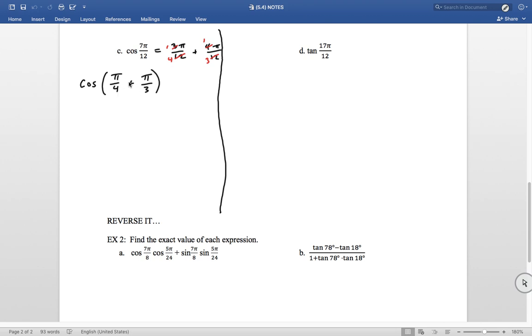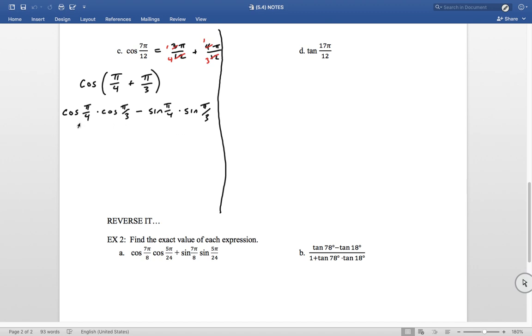And so now I have a sum identity for cosine. So you can go back to the front, and the sum identity for cosine is the cosine of the first angle times the cosine of the second angle. And then it's actually minus. It's weird. It's backwards of what you think. And it's sine of your first angle, sine of your second angle. All right, there you go.